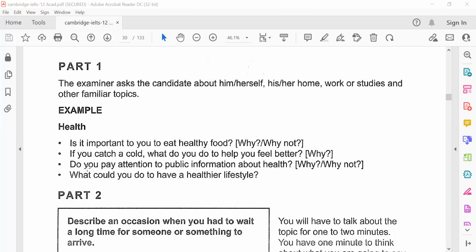Next question is for Janvi. Janvi, do you pay attention to public information about health? Yes, I do. I do give attention to public information about health because it will help me to avoid certain areas which are affected with the disease, so that I can stay fit and have a healthy life. And because of that my family can stay healthy as well.